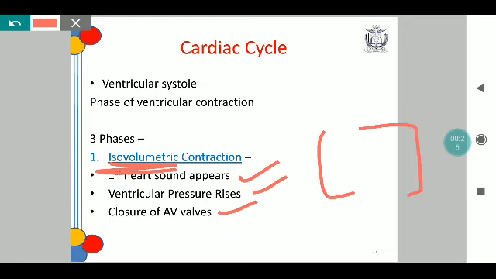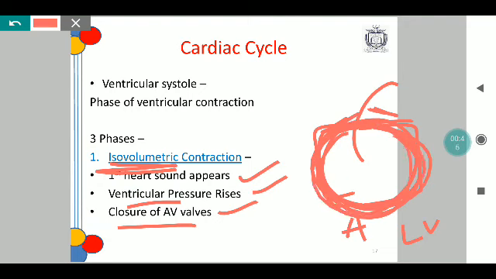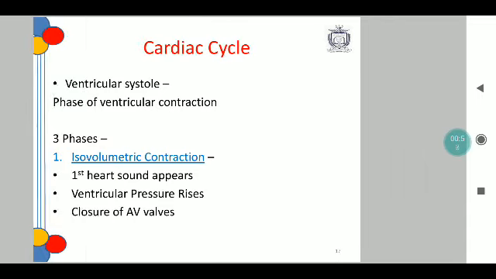Now we have a ventricle. We will assume that this is the left ventricle separated by the bicuspid valve and the aortic valve. Now the first heart sound appears because of the closure of the AV valves and there is a rise in the ventricular pressure because there is a contraction. The contraction occurs because of this myocardium and the ventricular pressure rises because the volume reduces. We can consider roughly that because the volume is constant and the pressure rises, the pressure also builds accordingly.